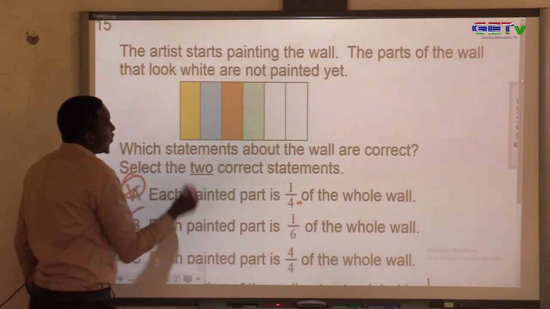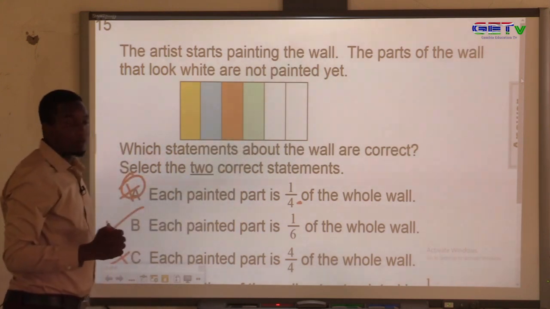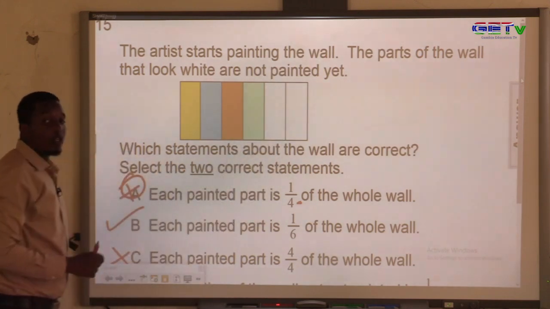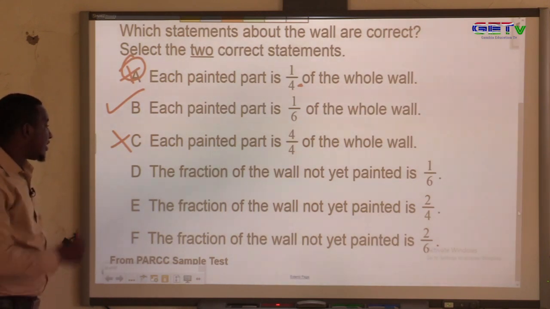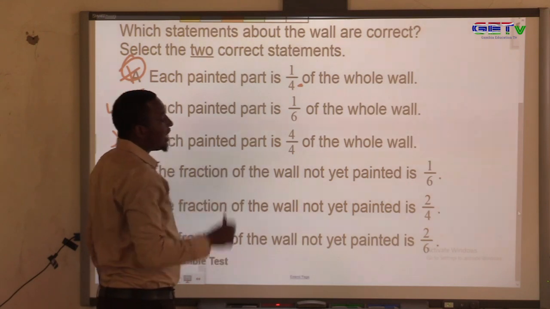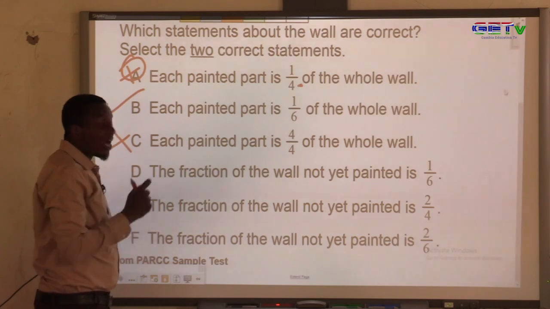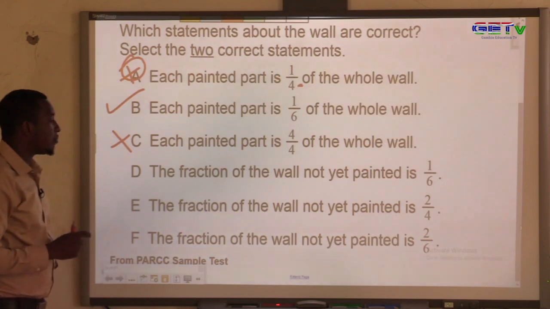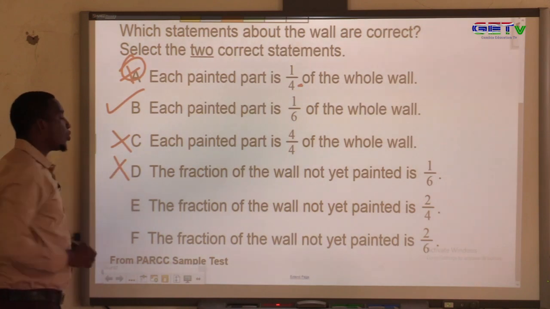From the diagram, 1, 2, 3, 4, 4 parts are painted. And again, 1, 2, 2 parts are not painted. So let's go back to the question. The question is saying the fraction of the wall not yet painted is 1/6. But from the wall, we know that 2 parts are not painted. So 1/6 cannot be a correct statement in this case. So we can conclude that statement D is also not correct.